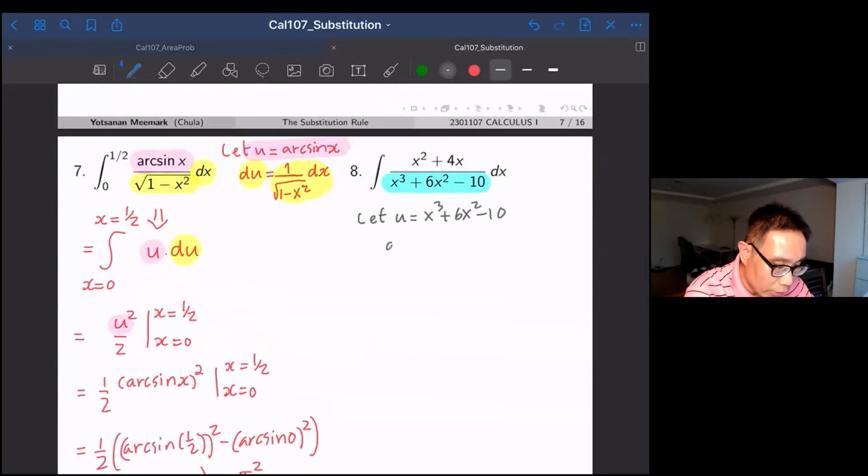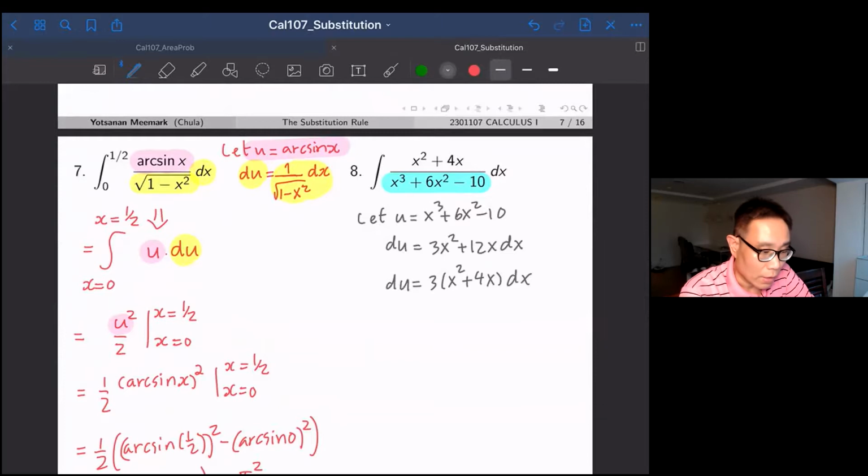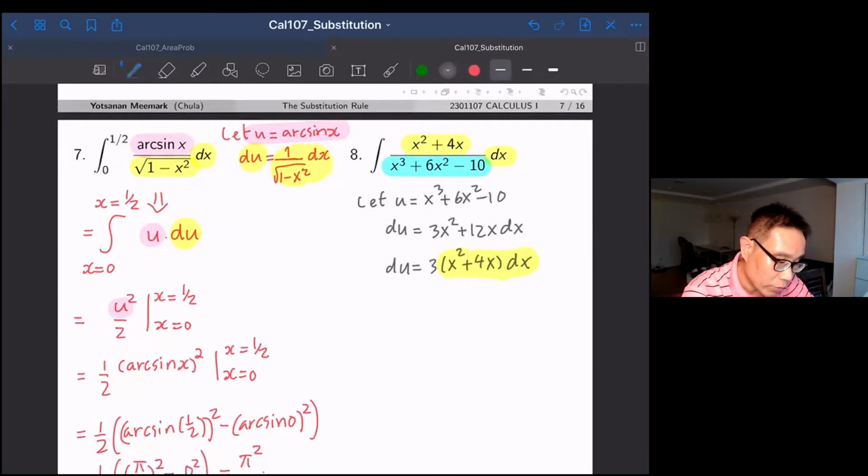And you have du equal to 3x squared plus 12x dx. You just differentiate, so you get 3x squared plus 12x dx. So you get 3 times x squared plus 4x dx. And you see x squared plus 4x dx. Hey, this is exactly the same term. So this will be your yellow guy. So you're gonna just solve: du over 3 equals the yellow guy.